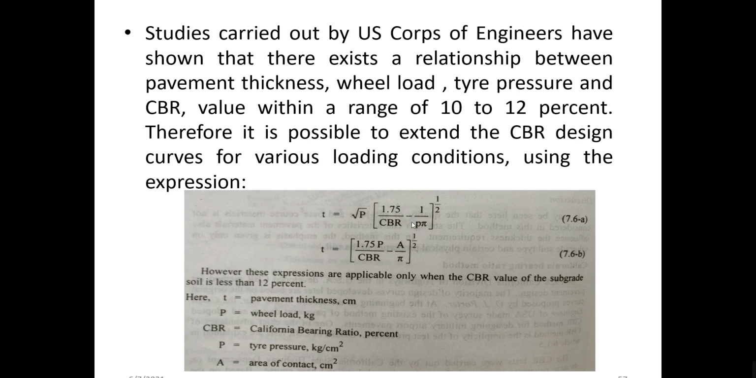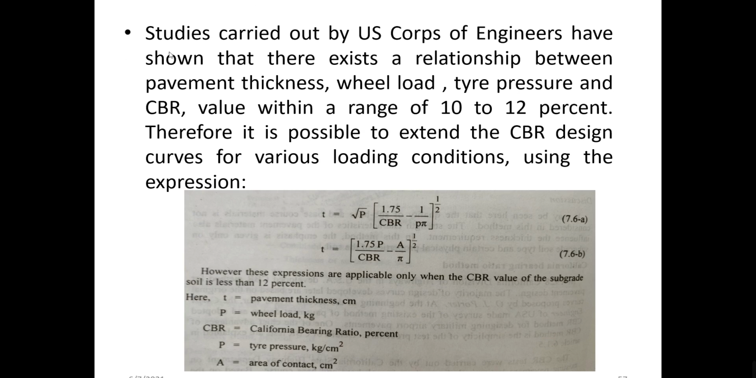Small p is nothing but the tire pressure. You already know what we mean by tire pressure. That is expressed in terms of kg per centimeter square. And capital A is the area of contact, the area of contact made by the wheel upon the pavement surface, which is represented as circular in shape and expressed in terms of centimeter square.